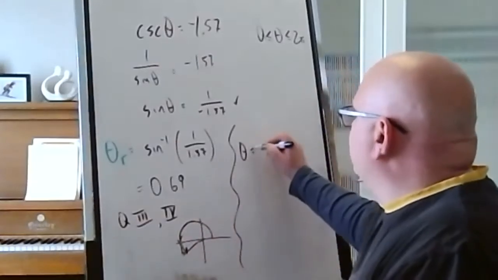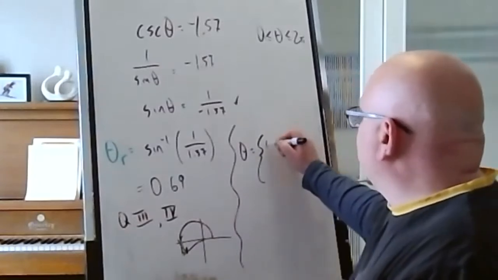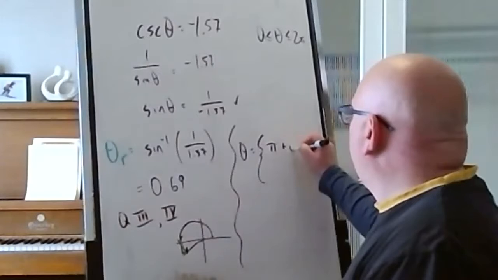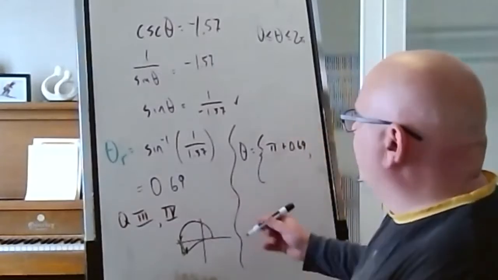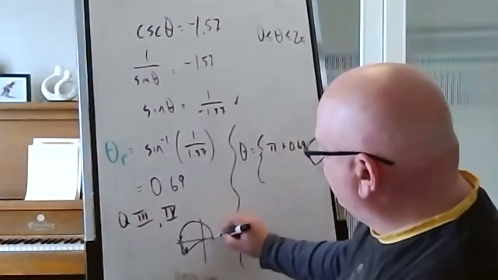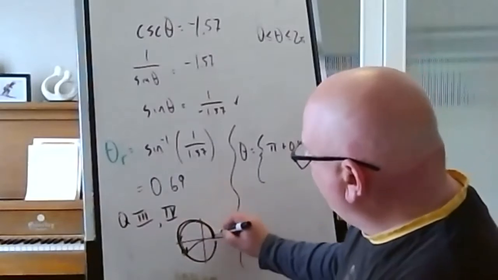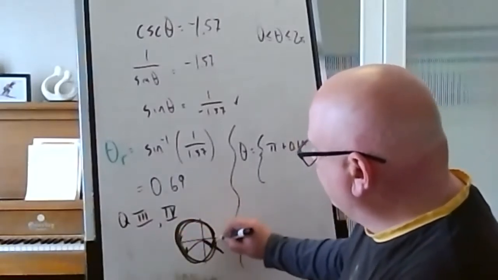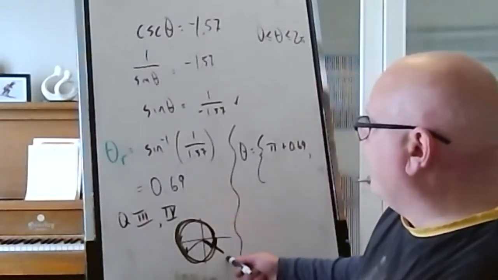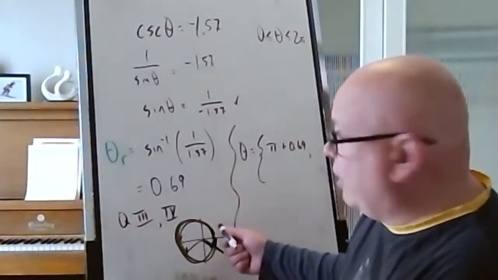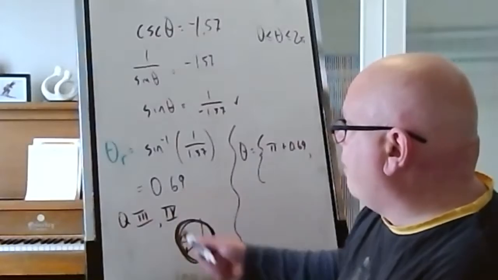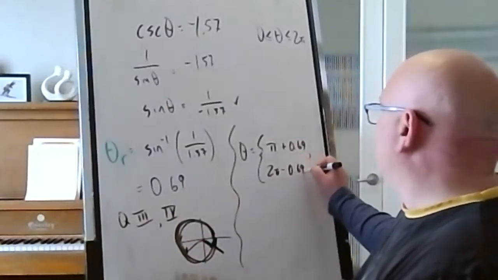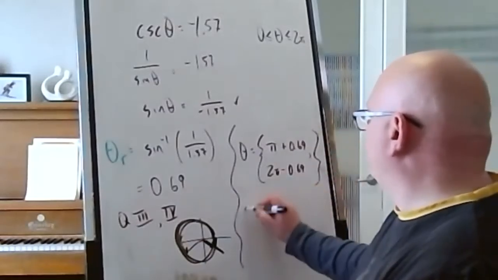So our theta ends up being, we end up with two solutions. Our first one is pi plus 0.69. Our second one, if we're listing them, quadrant 4. Thinking about what happens in quadrant 4, we would go all the way around to 2 pi, and then we would back it up to get to our coterminal angle. How much do we back that up? Well, we subtract this reference angle, 0.69. So our second answer is going to be 2 pi minus 0.69, and that's our solution set.